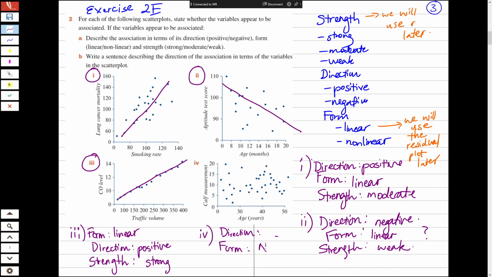Form is nonlinear. Direction, I suppose it's pretty much not much here, right? It only goes back to the book because this is like no association. I mean, it really just depends on the strength, because if it's higher than 0, it's going to be positive. If it's lower than 0, it's going to be negative. Maybe it's just 0. And did they say none for strength as well? Yeah. So that would be between negative and positive 0.